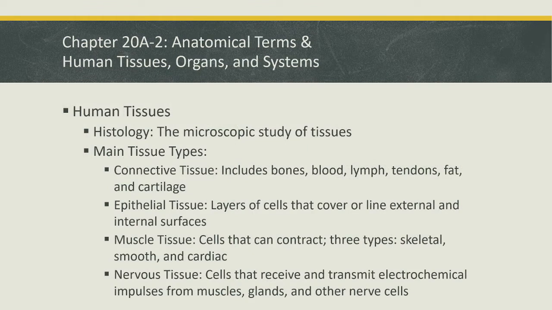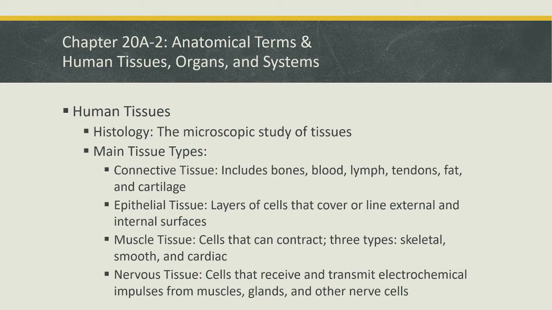Next, a little bit about human tissues. First of all, the term histology. Histology is the microscopic study of tissues. And there are four main tissue types: connective tissue, epithelial, muscle, and nervous. Connective tissue includes bones, blood, lymph, tendons. You might think, well, connective says it connects things, and I can see how bones connect parts of your body, or tendons, maybe even fat. But how does blood connect part of your body? Well, it flows throughout, and it fits into connective tissue because it doesn't really fit into any of the others, but you can make an argument that it connects stuff together.